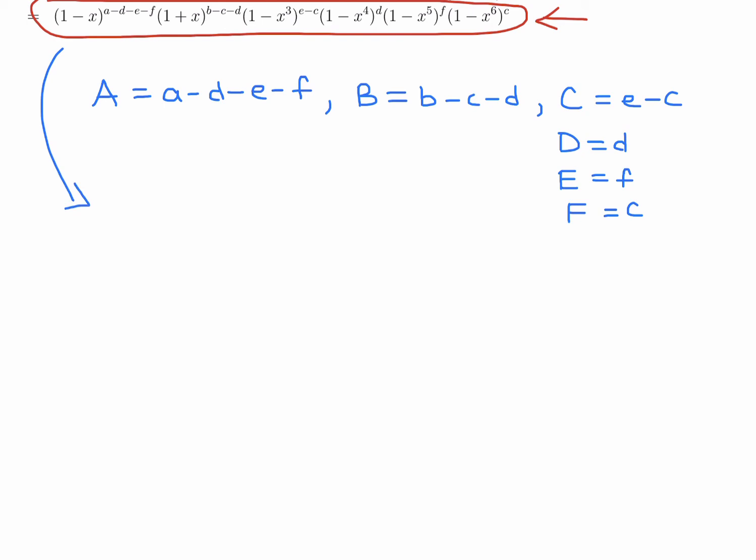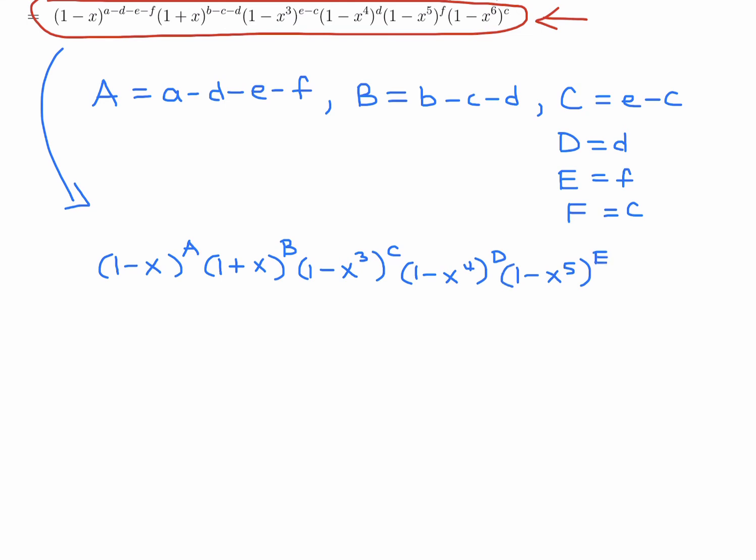Okay, so that means that this equation basically boils down to the following. It becomes 1 minus x to the A, 1 plus x to the B, 1 minus x cubed to the C, 1 minus x to the fourth to the D, 1 minus x to the fifth to the e, and finally 1 minus x to the sixth to the f. Okay?